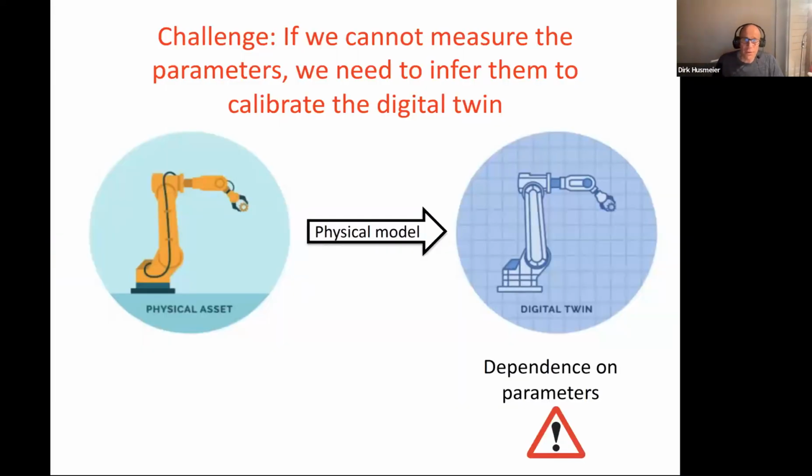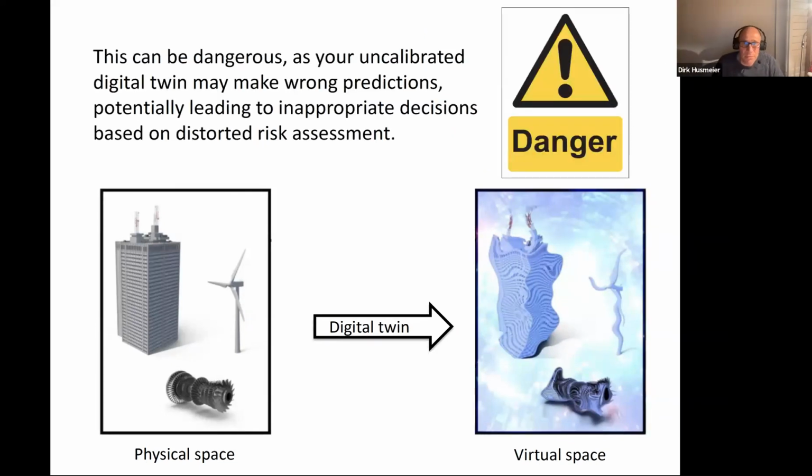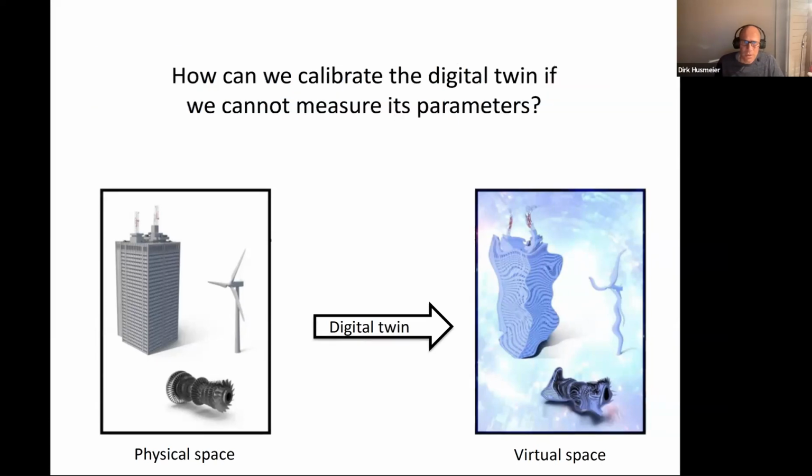So the challenge is, if we cannot measure the parameters, we need to infer them to calibrate the digital twin. Because an uncalibrated digital twin, whose parameters have not been adequately inferred, gives a distorted representation of the physical world, and that is illustrated here in the right panel, right? Sort of a distortion of the physical space that you see in the left panel. And this can be dangerous, as your uncalibrated digital twin may make wrong predictions, potentially leading to inappropriate decisions based on distorted risk assessment.